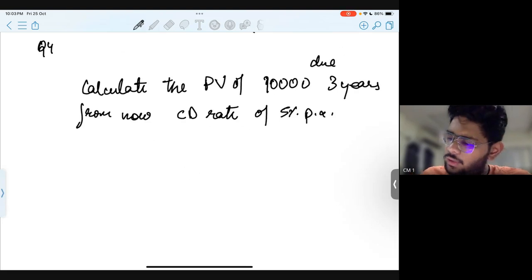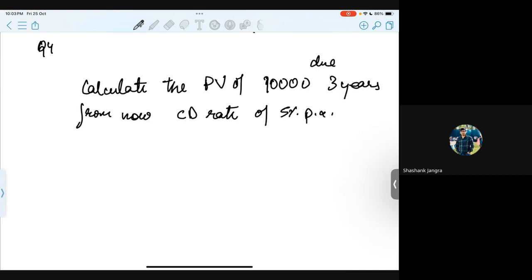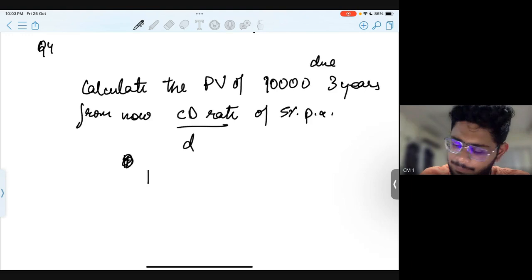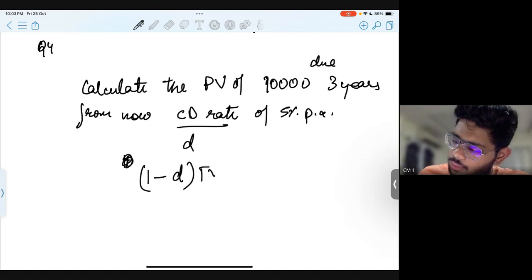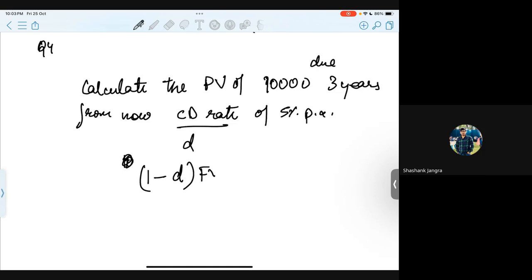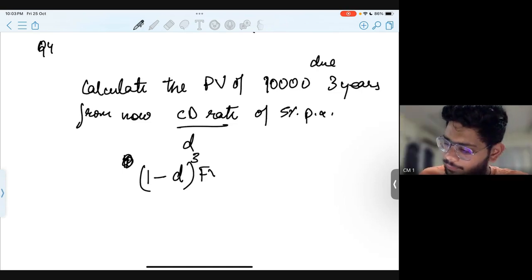Yes. Can you tell me the formula? 1 plus i to the power 3, d is... minus 1 plus d, plus doesn't happen, it is d minus. 1 minus d, future value power... minus 3. No, the power is plus.